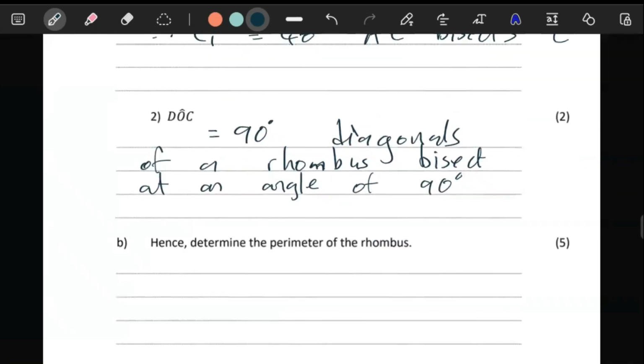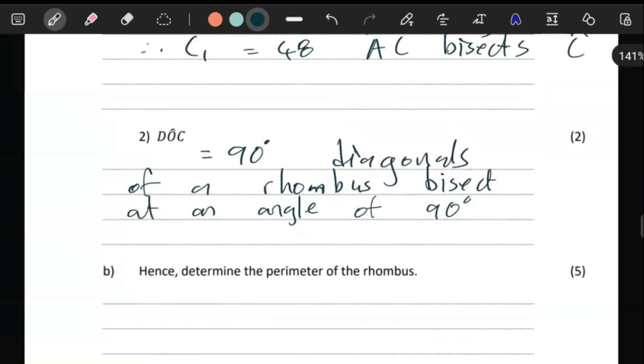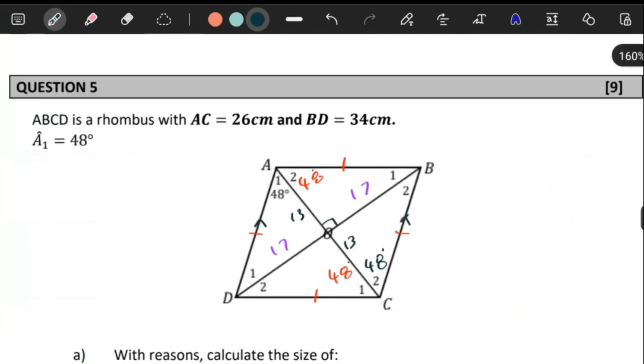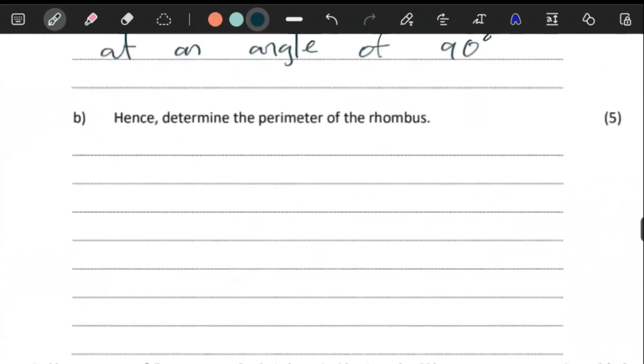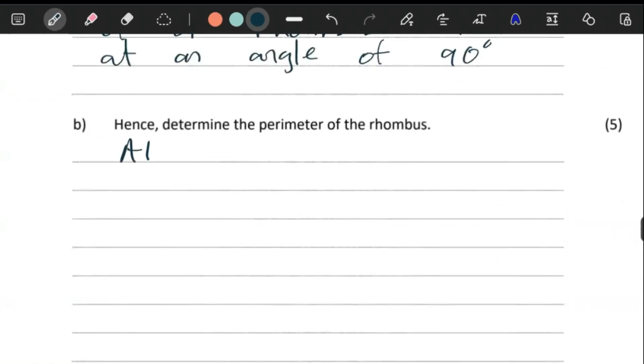And then they say hence determine the perimeter of the rhombus. So getting the perimeter of the rhombus is not going to be difficult because we have a right-angled triangle here already. You see 13 and 17. So you can just work out the distance of AB using Pythagoras, and then we can just multiply it by 4. So AB squared is equal to 13 squared plus 17 squared. And then square root both sides.